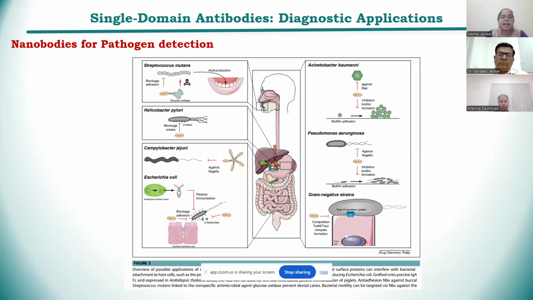There are a few examples where pathogens can be detected, which mostly affect the respiratory or gastrointestinal system, like Streptococcus mutans and Helicobacter pylori infection. For all these bacteria causing these infections, nanobodies were developed or discovered against surface antigens of these bacteria or viruses.